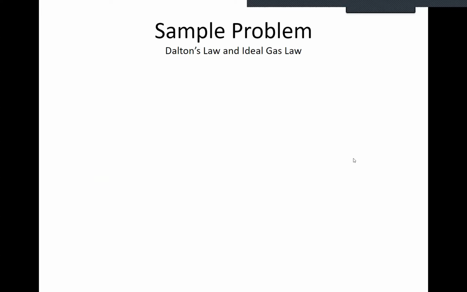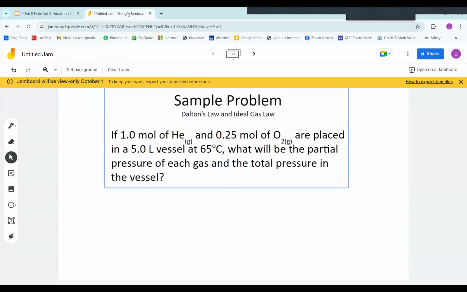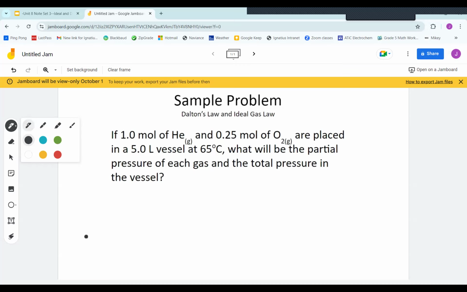Let's try a sample problem that puts both the ideal gas law and Dalton's law together. If 1 mole of helium and 0.25 moles of oxygen gas are placed in a 5-liter vessel at 65 degrees Celsius, what will be the partial pressure of each gas and the total pressure of the vessel?